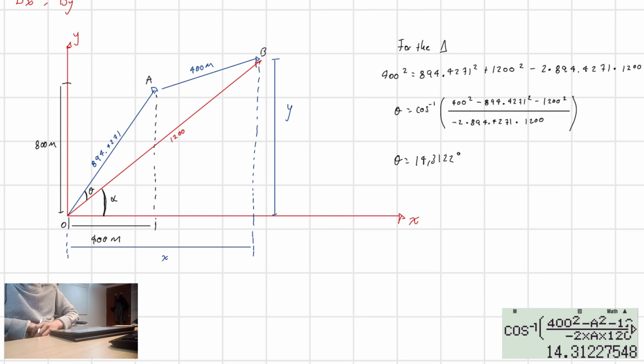Now that we have that angle, we are able to find as well alpha. Why is that? Let me see. Right here we have this.